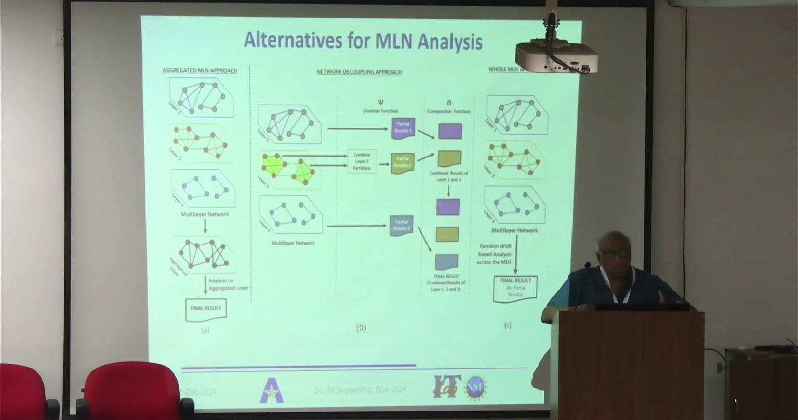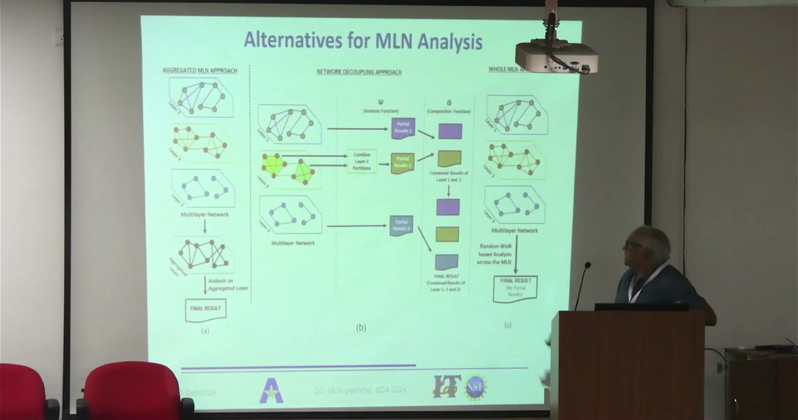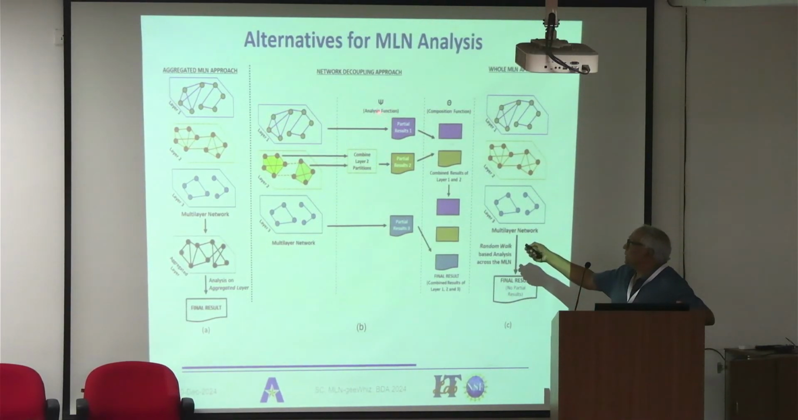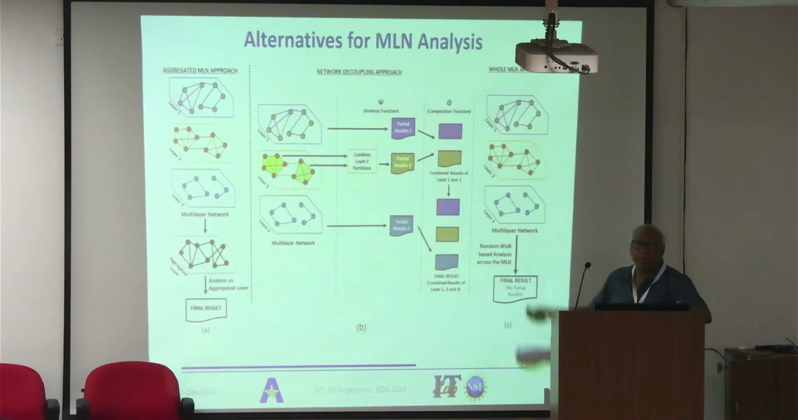But these algorithms tend to be a little more complex because they have to keep track of all the layers and the trees generated within the layers. And so what we have proposed is what we call a decoupling approach, where we have an MLN, and we analyze each MLN individually using an analysis function. This can be anything. It can be community, centrality, what have you.